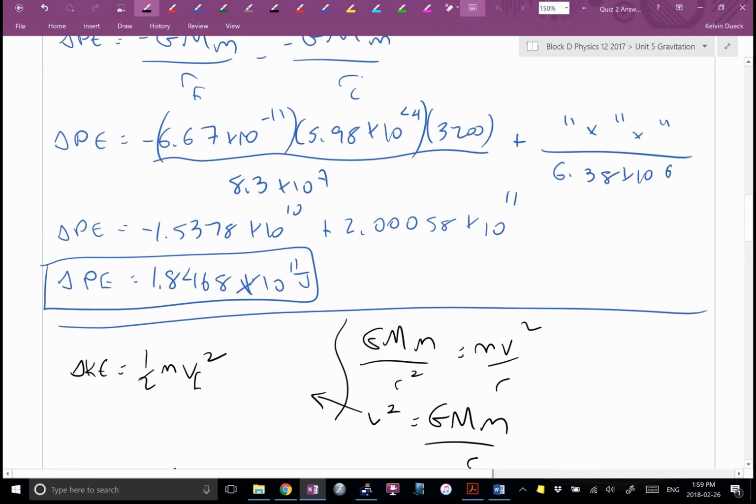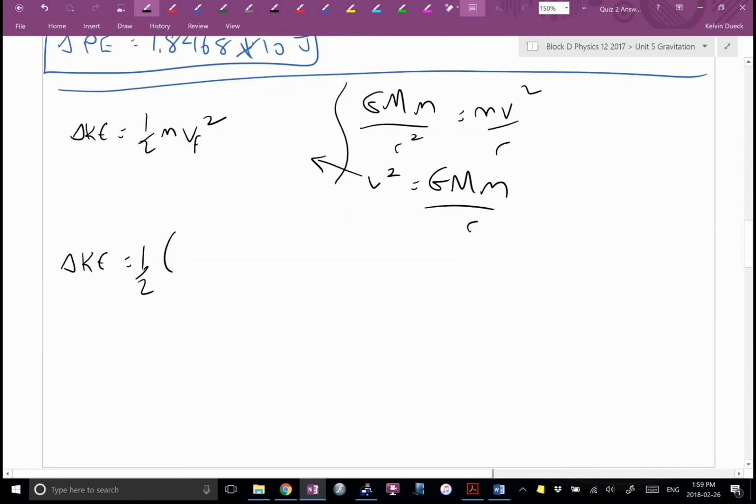Little m was 3,200. And then I have, oh, this is wrong, by the way. That little m there should have canceled. I wrote v squared equals big G, big M, little m over r. You guys should have been screaming at me because that's not right. That m would have canceled.